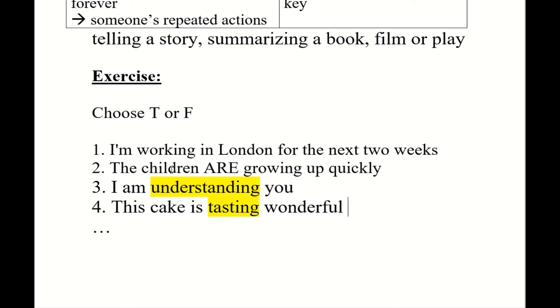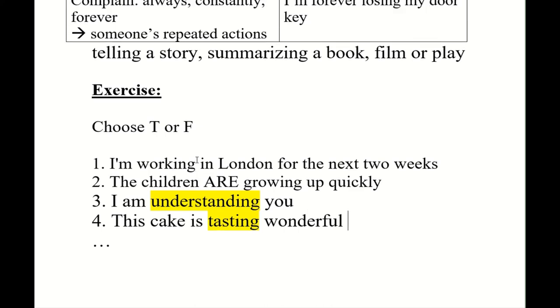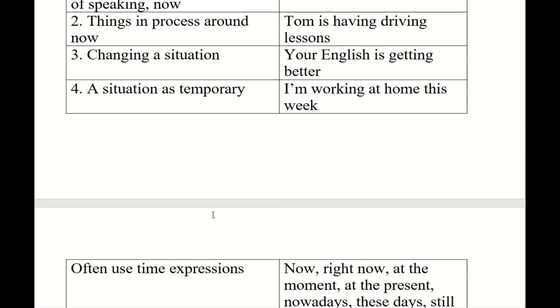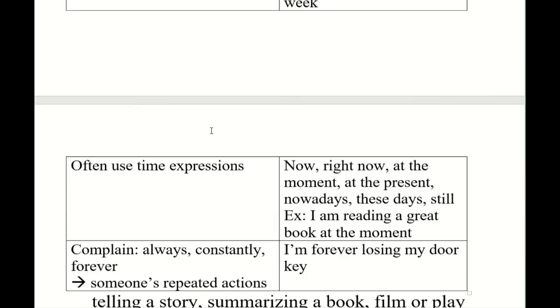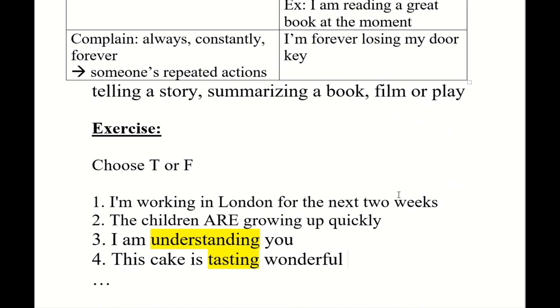Now check each sentence, and you have to realize which one is suitable for the present continuous. Number one, I'm working in London for the next 2 weeks. Do you remember how to use the present continuous? It's related to number four, a situation is temporary. Yeah, temporary. I'm working in London for the next 2 weeks. This means you have the plan already. You realize that you are working in London and you have the exact time to finish. It's in the next 2 weeks. Okay, so number one is true.